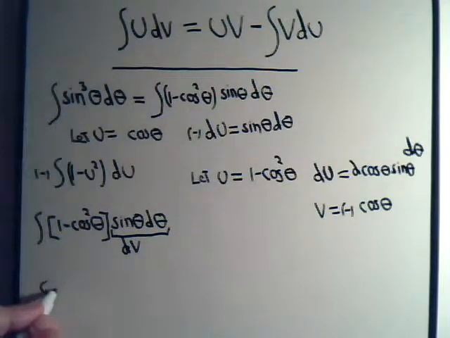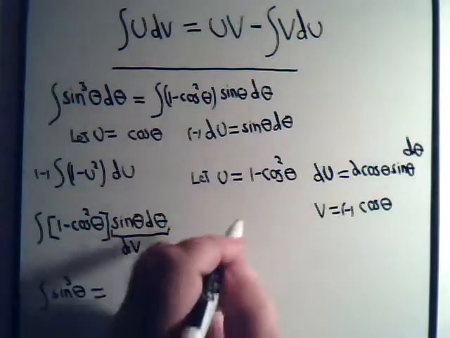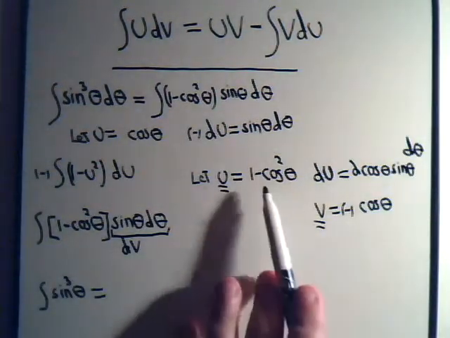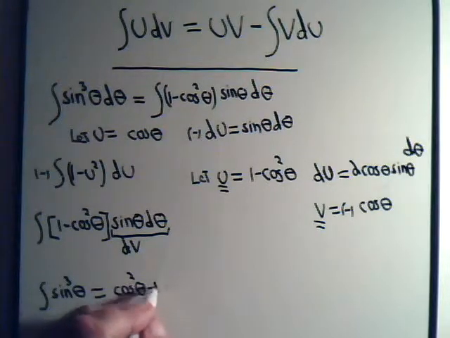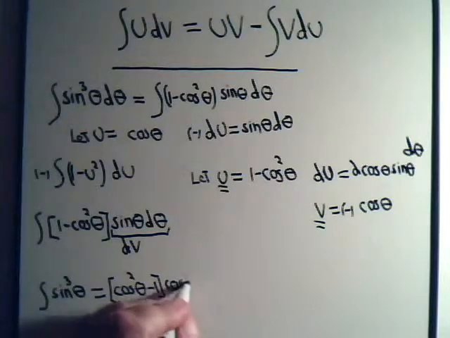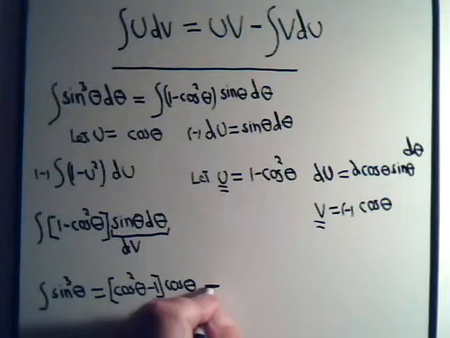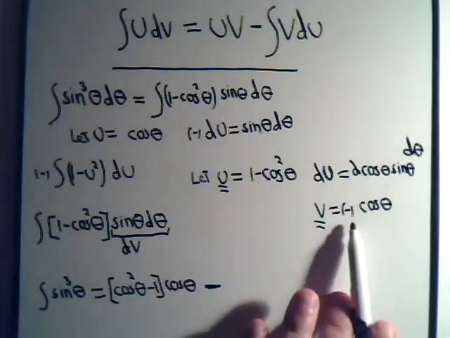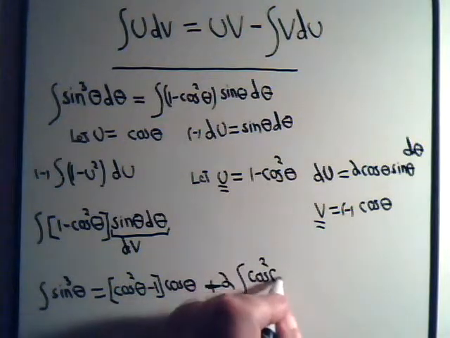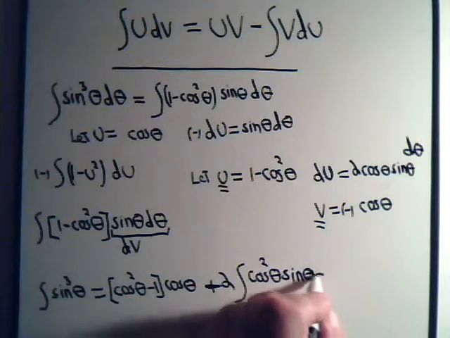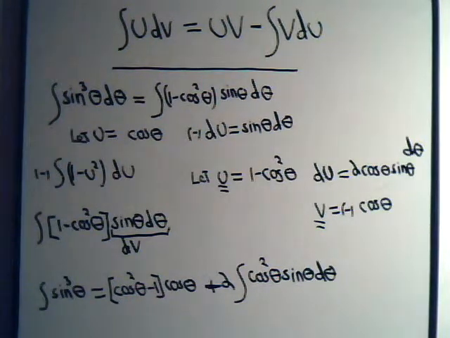Here we'd have the integral of the sine cubed of theta equals u times v. So I have minus the cosine of theta times this, or I could say the cosine squared of theta minus 1 times the cosine of theta. Then we have minus the integral of v du. Here's v, here's du, with a minus 2 here, so we could make this plus 2, the integral of cosine squared theta times the sine of theta d theta. And it was our hope that this integral would be less complicated than the one we started with.